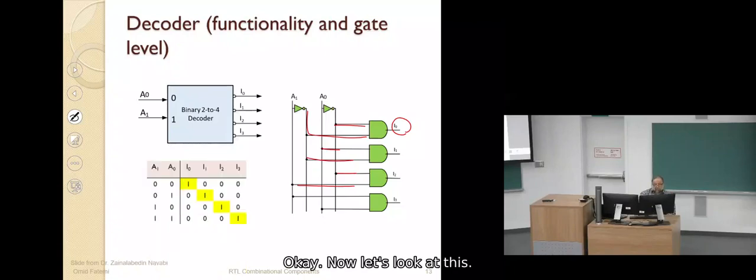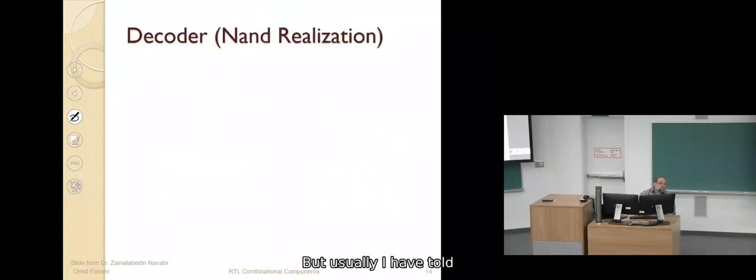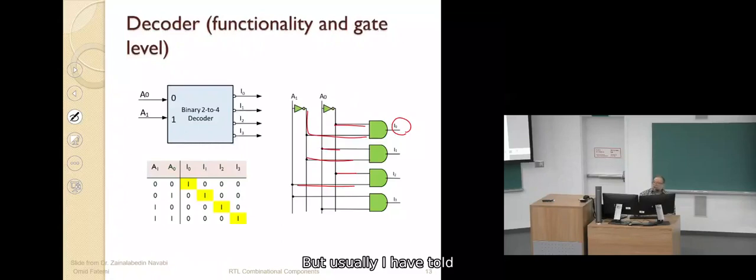Now let's look at this. This is the truth table that we built. It's very good. We've built a decoder. But usually, I have told you before that it is good if we use NAND. NAND is a better gate. I guess I showed you the gate, the transistor implementation of NAND.